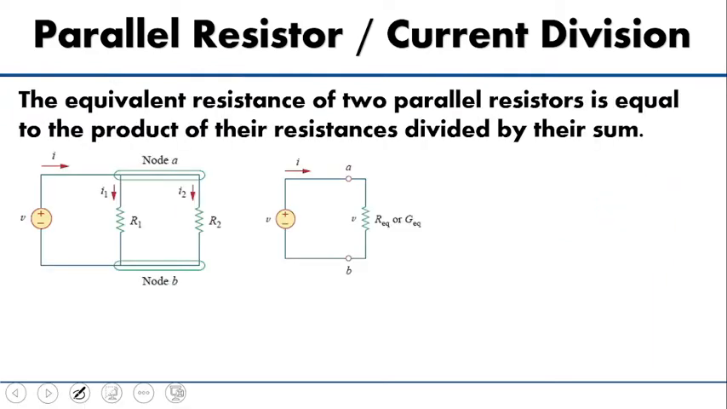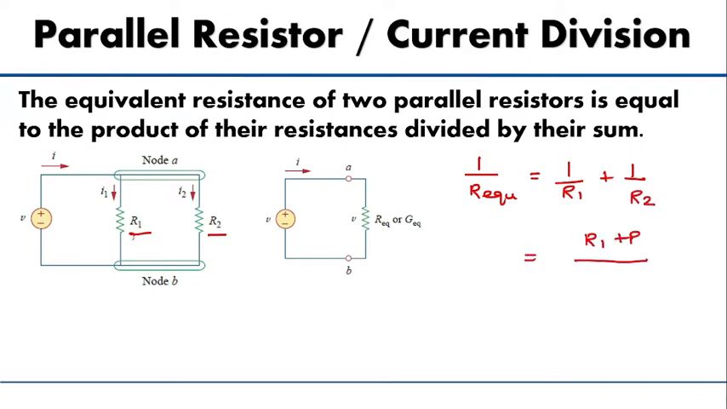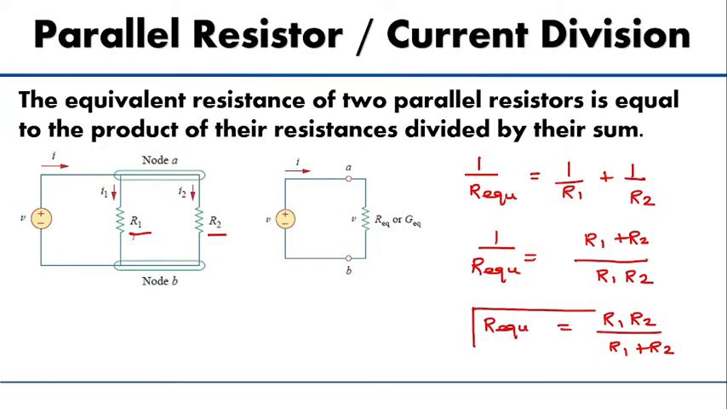When resistors are connected in parallel, like in this case, R1 and R2 are connected in parallel, we can write the R equivalent as: 1 by R equivalent is equal to 1 by R1 plus 1 by R2. That is R1 plus R2 divided by R1 R2, and R equivalent becomes R1 R2 divided by R1 plus R2. So this is the equivalent resistance when the two resistors are connected in parallel.